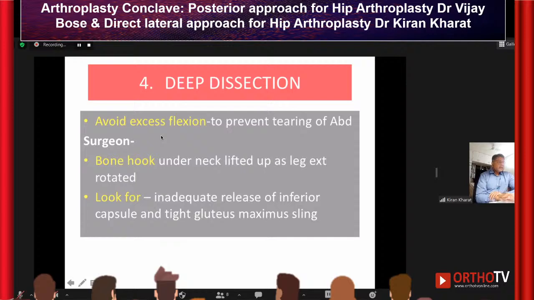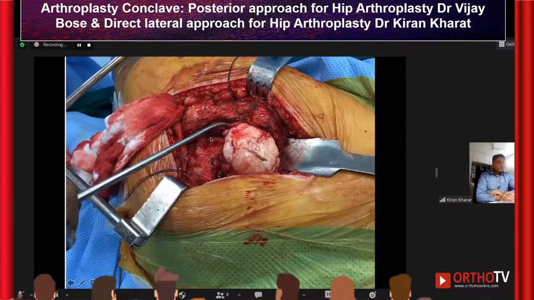So again, I stress this point, avoid excessive flexion because that will tear the abductors. And sometimes you can use a bone hook under the neck to lift the leg and to lift the neck and gently deliver the head so that you don't tear the abductors. And here in this diagram, you can see the abductors are well preserved in the front. A bone hook has been used, and by gentle maneuvering, I can elevate the head out of the acetabulum into the wound without tearing off the abductor.